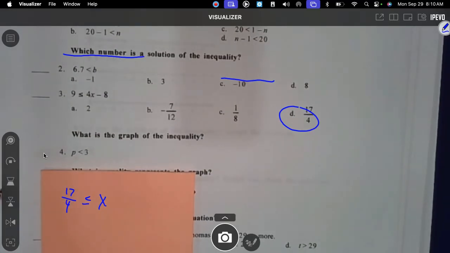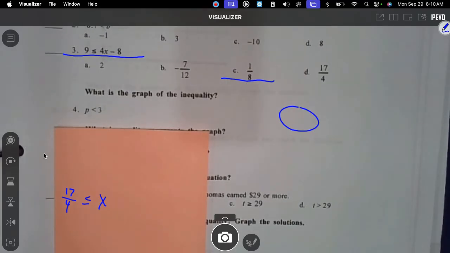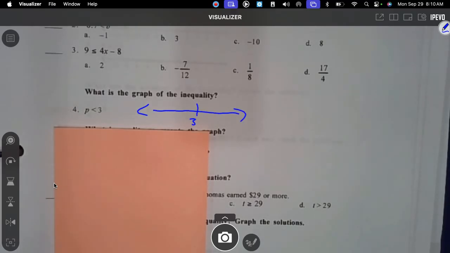This one, all they want us to do is graph. P is less than 3. So what number is on my number line? 3, right? So I'm going to put 3 on my number line, and let's put some numbers around it. And then less than 3, is that an open or a closed circle? And we're going this way. Everybody good with that? Open circle going that way. That's all you'll have to do on that problem.